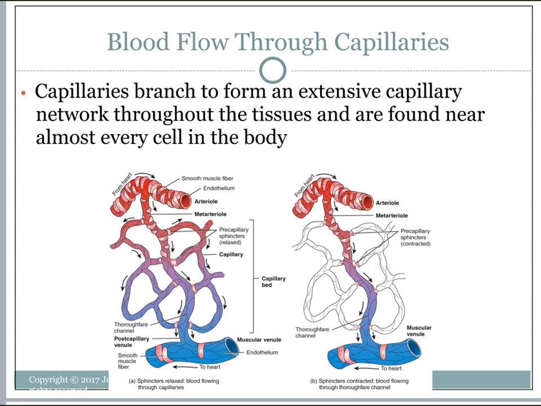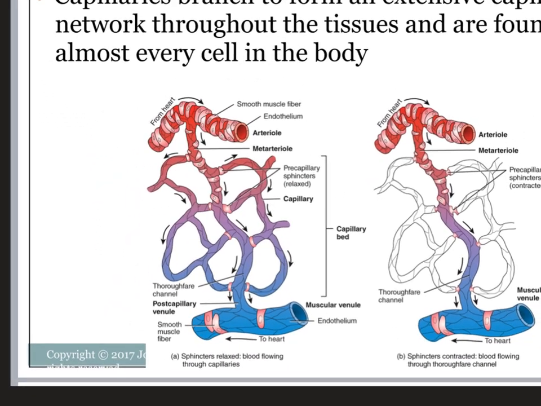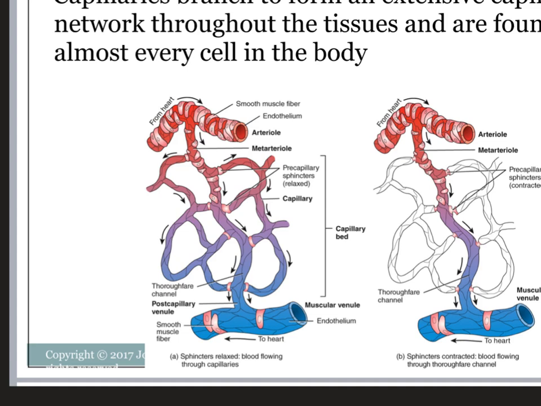Blood flow through capillaries. Capillaries branch to form an extensive capillary network throughout the tissues and are found near almost every cell in the body. So let's take a look at this. We see that sphincters relax. So what are sphincters? These ring-like muscles. What do they allow? They guard entrances and exits. So we have an arteriole, and look at all the smooth muscle around that arteriole, being able to control the diameter, coming from the heart and leading to this capillary.